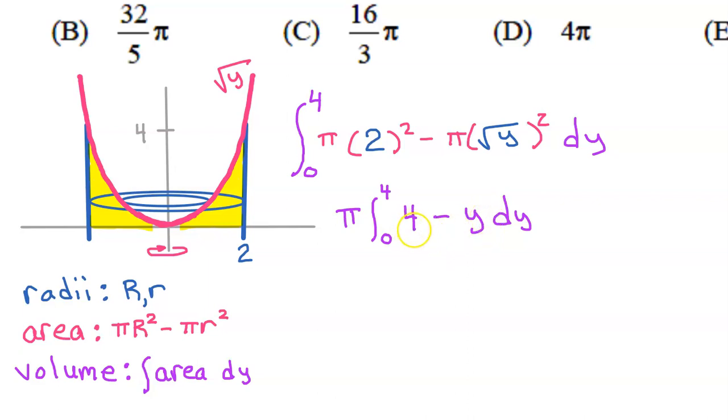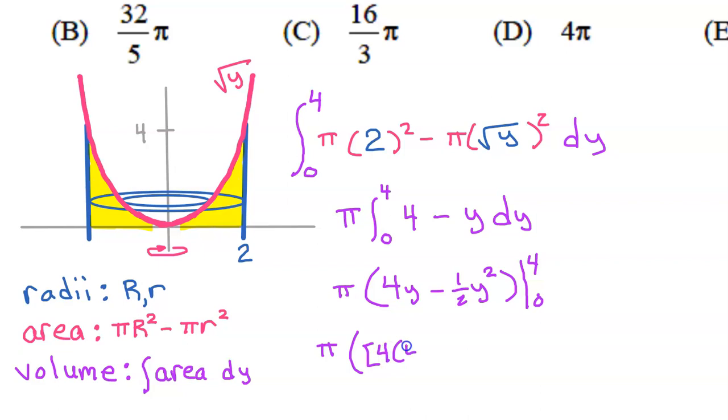The antiderivative of 4 is 4y. The antiderivative of y, I increase the exponent by 1. I divide by the new exponent, so I have this. I still have that pi out in the front, and I'm going to apply the limits of integration. This tells me to find the value at 4 minus the value at 0. So I'm going to keep the pi out in the front as I find the value at 4 minus the value at 0.